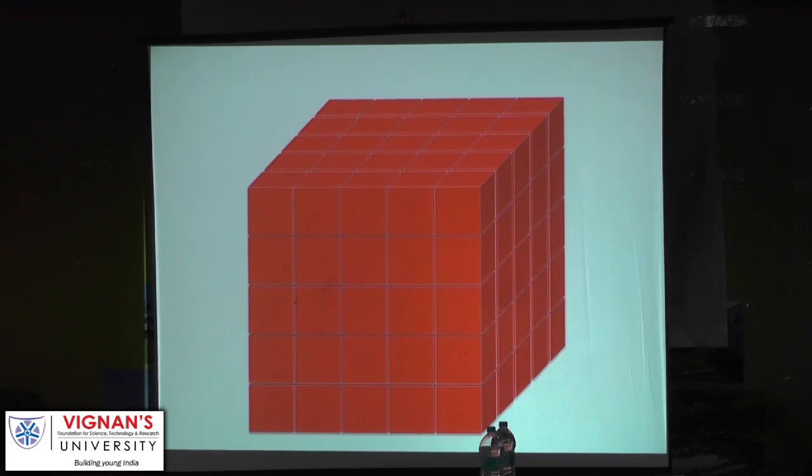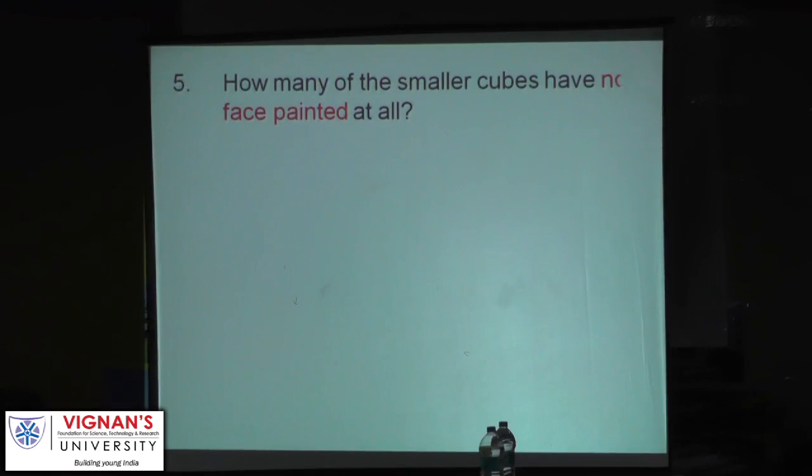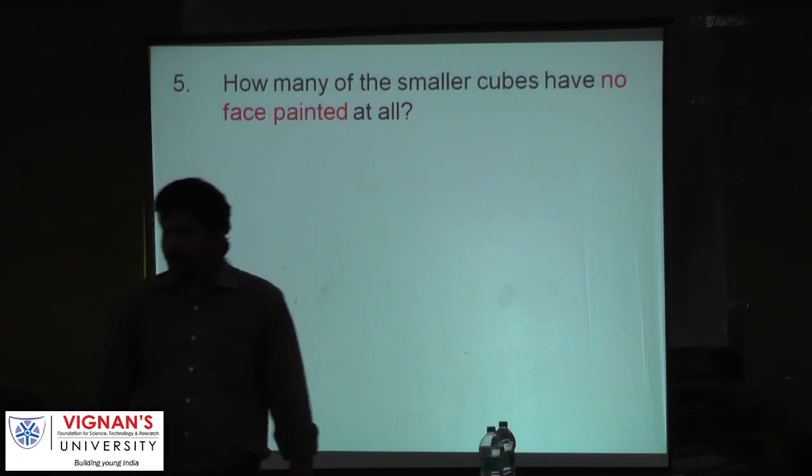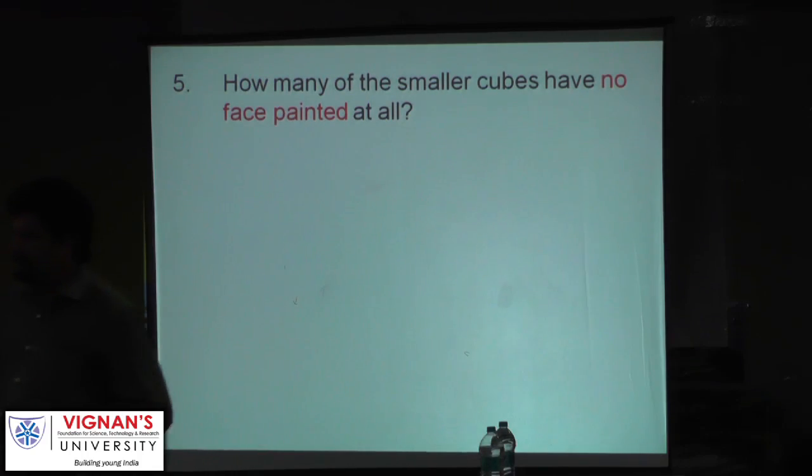Now this cube is painted red on the outside. Only the outside of this bigger cube is painted, not the inner cubes. Are you getting my point? Now how many of the smaller cubes have no face painted at all? Here the questions would be like, how many have all 3 surfaces painted? How many have 2 surfaces painted? How many have 1 surface painted, no surface painted?